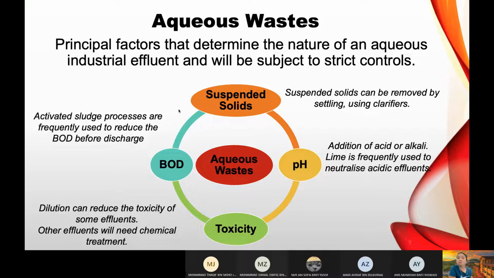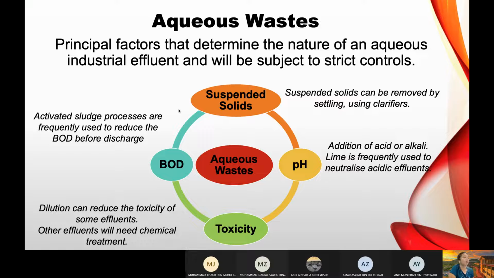Next, you can also use pH. So let's say kalau kamu punya waste tu adalah highly acidic or highly alkaline. So you just use either alkali or acid to neutralize dia. So usually kalau acidic ni kita guna lime. Lime is the cheapest, easiest chemical yang you can use to adjust the pH. So let's say you have a treatment pond, okay, you have to adjust the pH, right? So normally they will use lime lah.